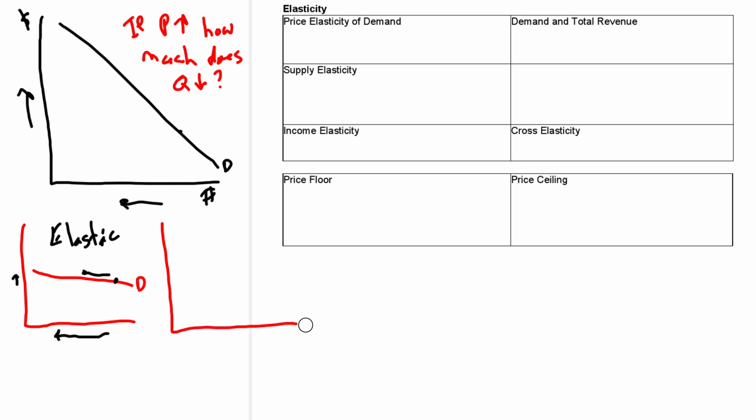Or we can have an inelastic situation, where here's our demand curve. And in this situation, the price can go way up. We'll have this giant change in price, but it looks like we're just going to have this little change in quantity. And this is inelastic.